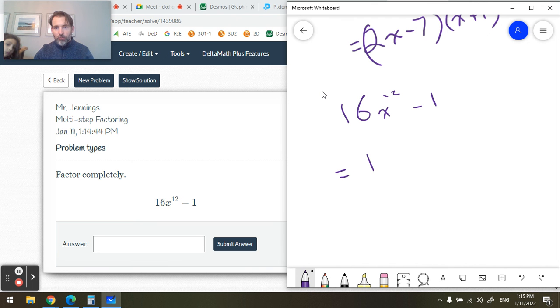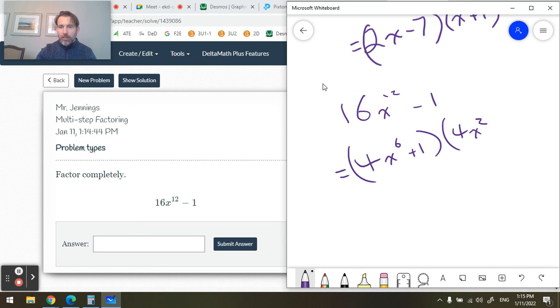This is equal to 4x to the 6 plus 1 multiplied by 4x to the 6 minus 1. Okay, this is an awkward difference of squares. Wow, they really gave us a hard problem there. I didn't know it would feed this type of problem to us. Okay, x to the 6 times x to the 6 gives me x to the 12.